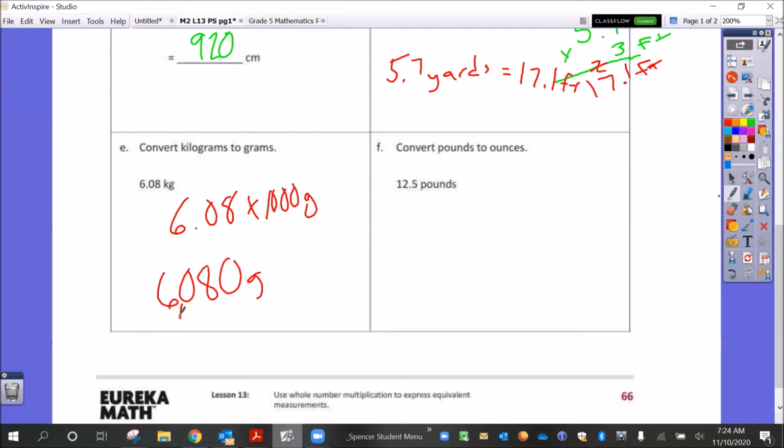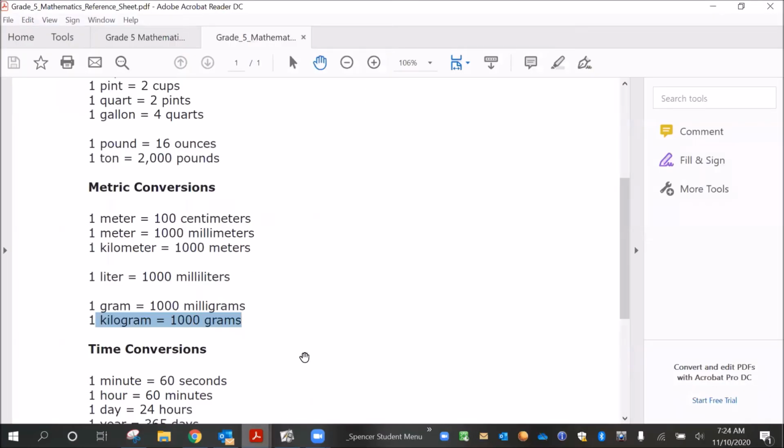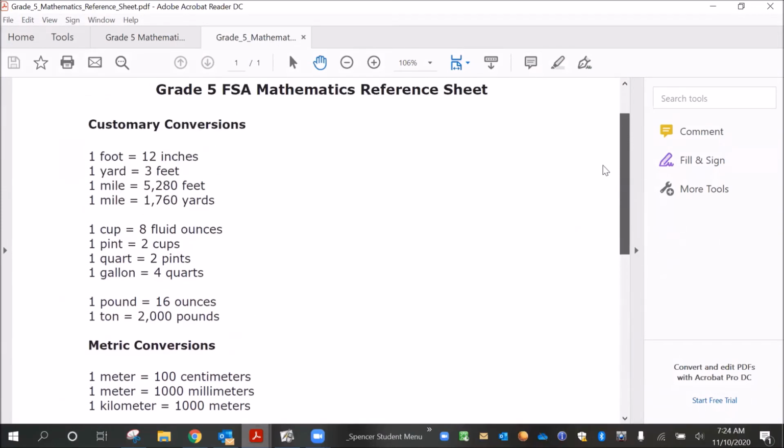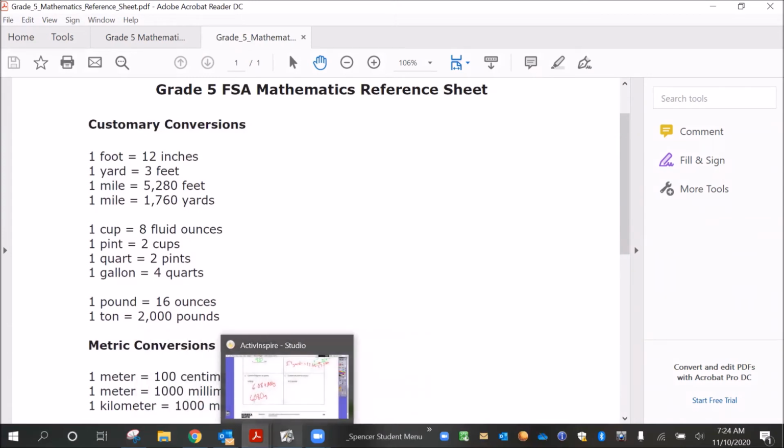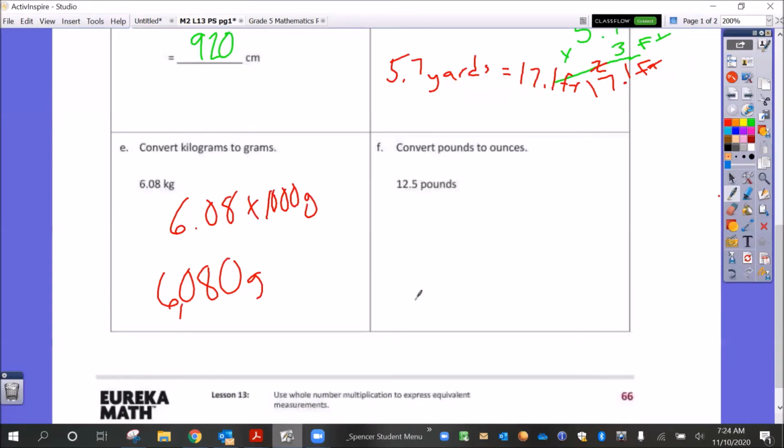Convert pounds to ounces. Ooh, that's one that a lot of people don't remember in their head. But if you can remember all these conversions, the better you are for it. But you can always Google it and look it up just like we're doing right now. 1 pound equals 16 ounces. So it's going to be 12.5 times 16. And again, represent your new unit so that you remember to put it on with your product.